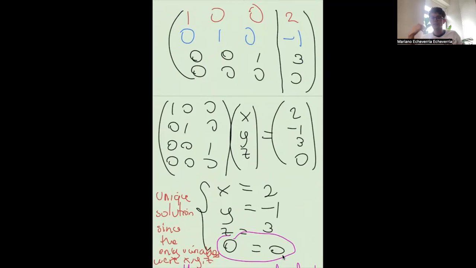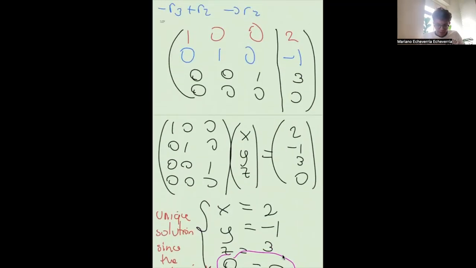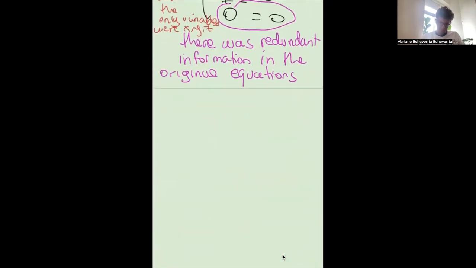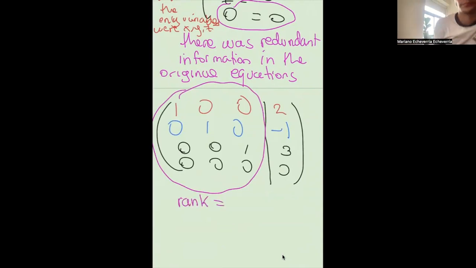So now, let me tell you a different, more useful way to identify the unique solution case. If you look at this matrix, what is the rank of this matrix? It's 3. And another way to identify a unique solution case is that the rank of the matrix must equal the number of columns of the matrix.